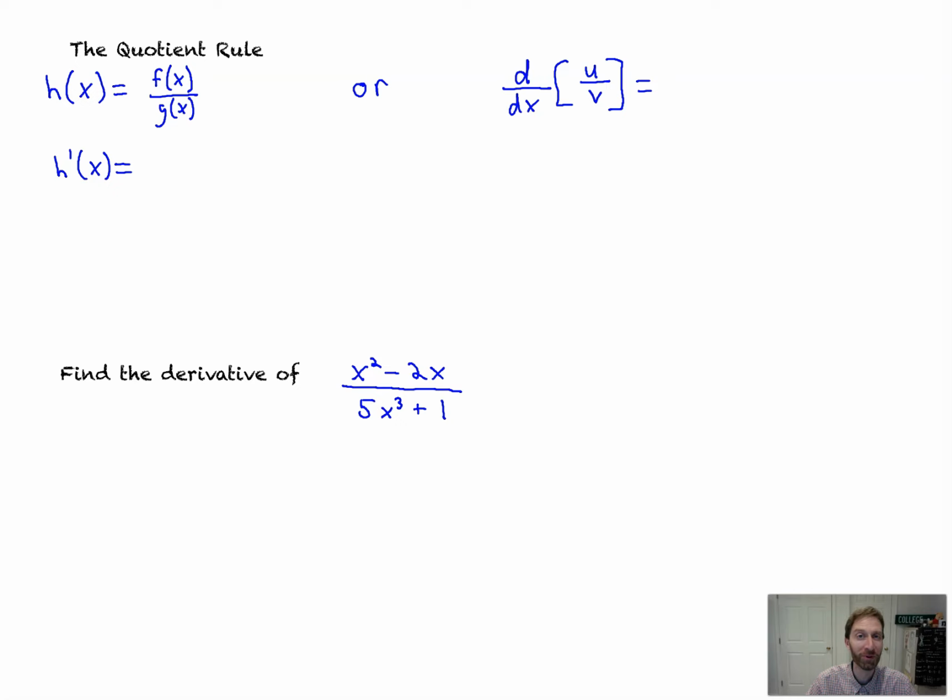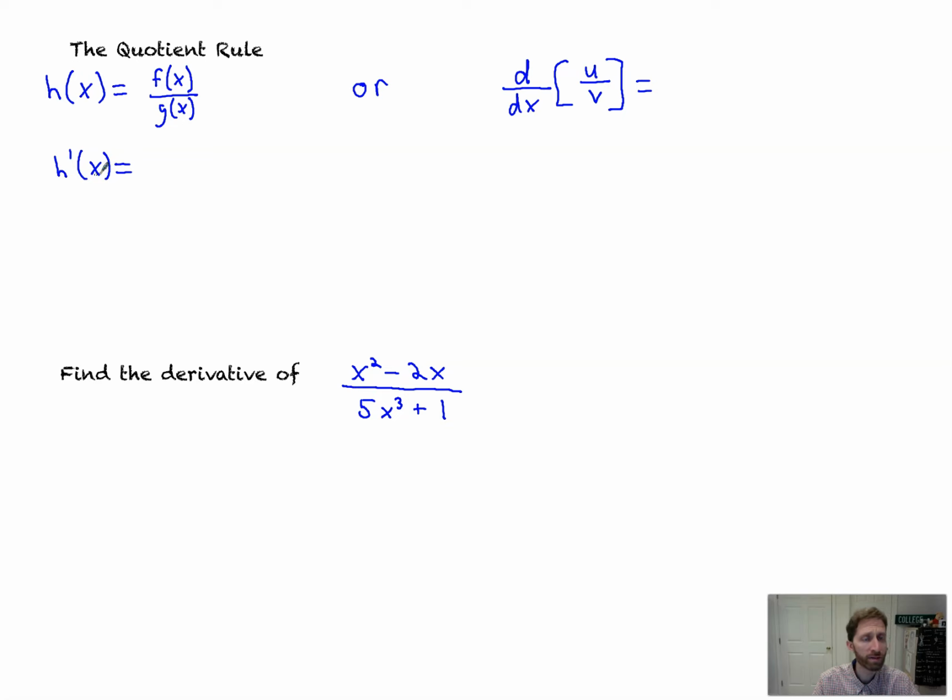The quotient rule. You know you're hyped for this thing. Let's do this. All right, high fives. All right, so we've got f of x over g of x. Anytime you've got a function that is a quotient that cannot be simplified easily, if you want to take its derivative, you must use this rule, the quotient rule.